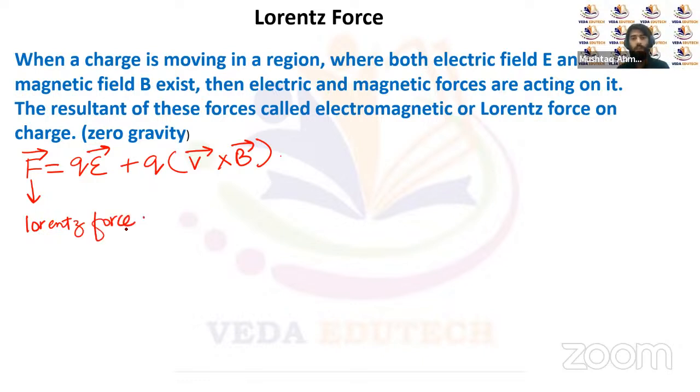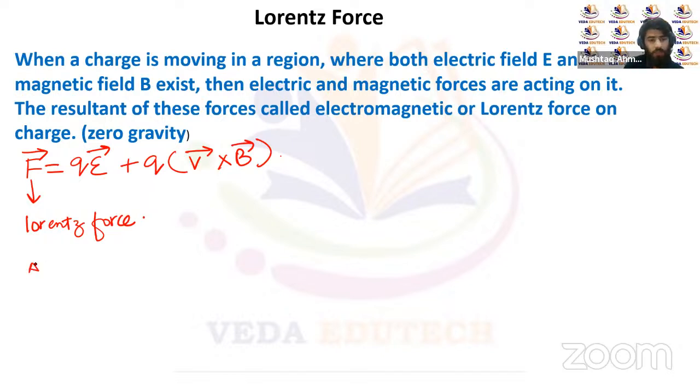So we can say that when a charged particle is moving in a region where there is both an electric field vector and a magnetic field vector, then both electric as well as magnetic forces act on it. The result of these two forces is what we call the electromagnetic force or Lorentz force. Still, we're assuming that there is no gravity on the charged particle. So this will be the resultant force on that charged particle.